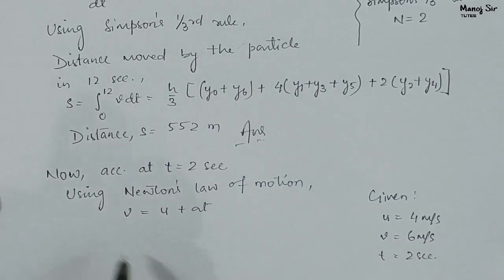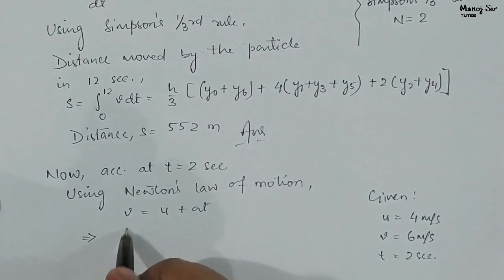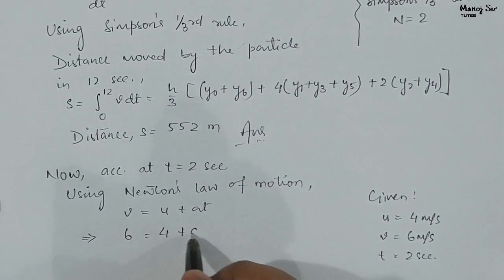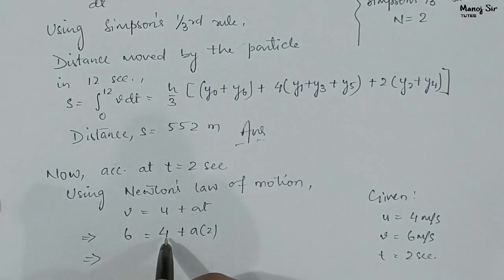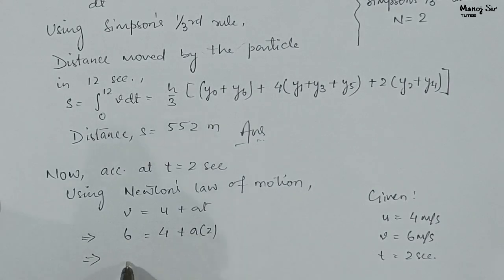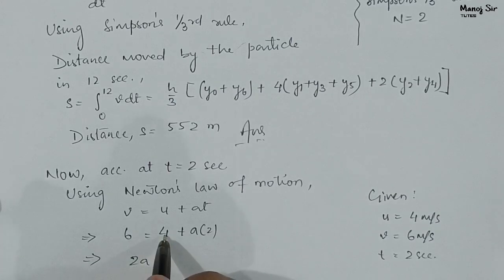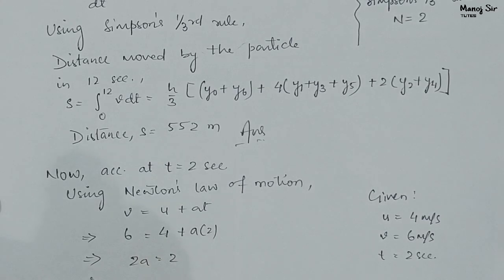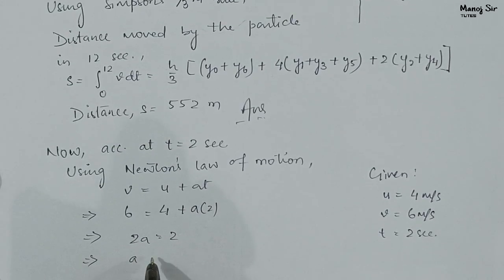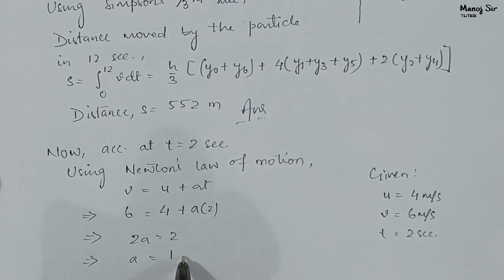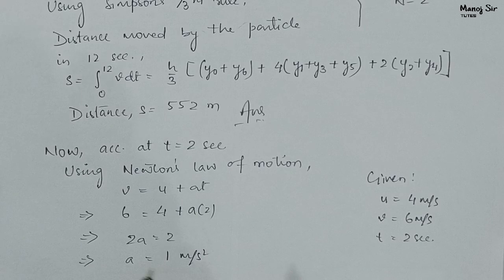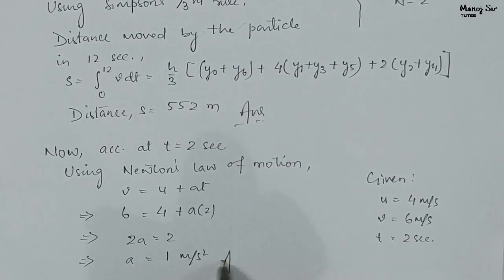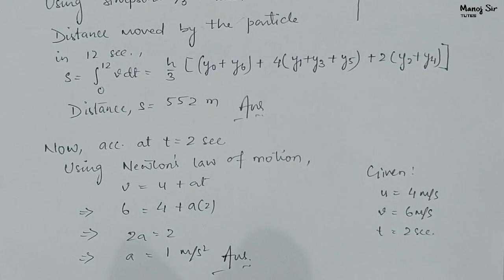seconds. Okay, so putting the values here, v equals 6, that is 6 equals 4 plus a into 2. Now take this value here, that is 2a equals 2, which implies a, that is acceleration, equals 1, and the unit will be meter per second square. Okay, we have to know the unit of acceleration, and that is meters per second square. Okay, so this is the answer of the second part. Okay, thank you so much.